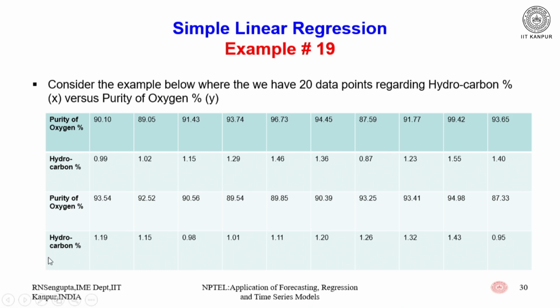Here the first row, which I am marking in green, and the third row, which I am marking in green, are the purity, which is y, the dependent variable, and the corresponding second row and the fourth row are the hydrocarbon percentage, which is x, the independent variable. So, you have the first and the third as the dependent variable and the second and the fourth as the independent variable, where values are given.